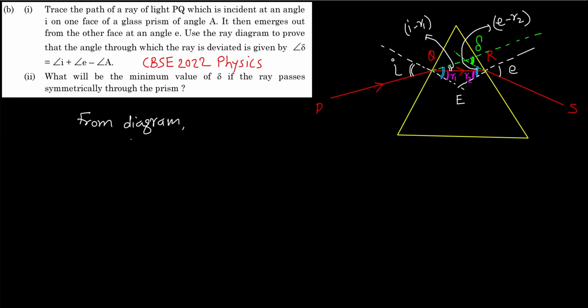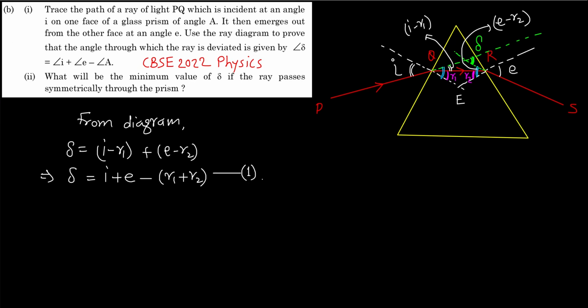you can write deviation angle delta, which is the exterior angle in this triangle, and as you know the exterior angle is equal to the sum of the two far angles. So one is I minus R1, another is this angle e minus R2, so delta will be equal to I minus R1 plus e minus R2, and if you write it like this, I plus e minus, you can take the minus sign common, and it will be R1 plus R2. So suppose this is our equation number 1.